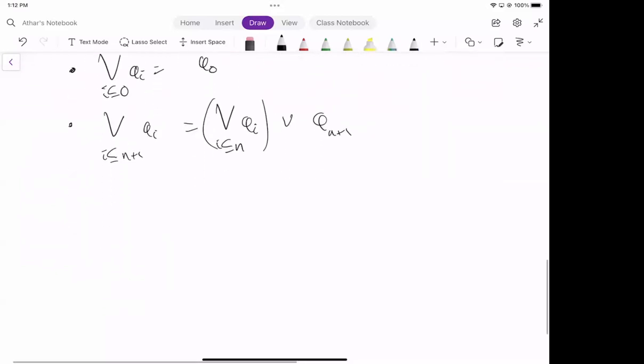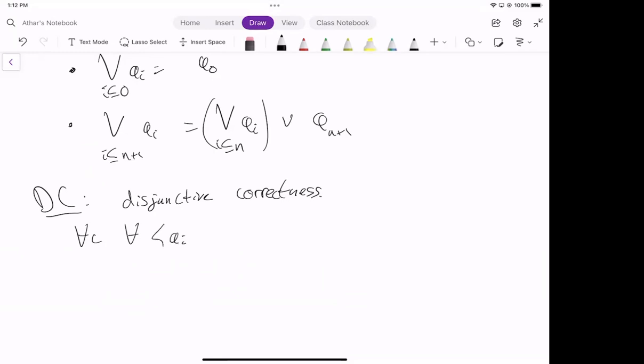And so then DC is the principle of disjunctive correctness. And it essentially states, okay, for every C and for every coded sequence, the disjunction is true if and only if there's a true disjunct.